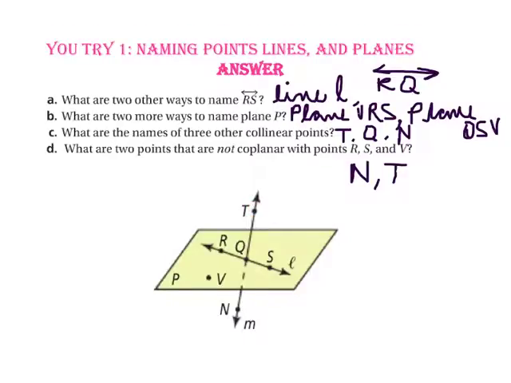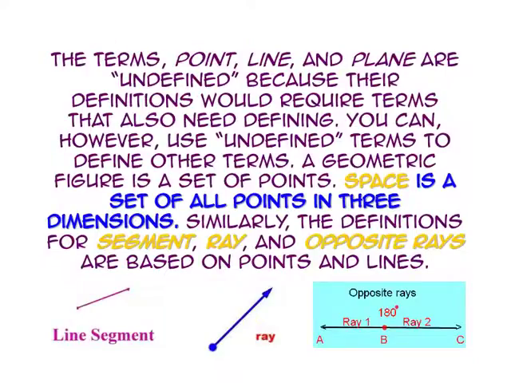So, how'd you do? Are you ready to move on? The terms point, line, and plane are undefined because their definitions would require terms that also need defining. You can, however, use undefined terms to define other terms. A geometric figure is a set of points. Space is a set of all points in 3 dimensions.